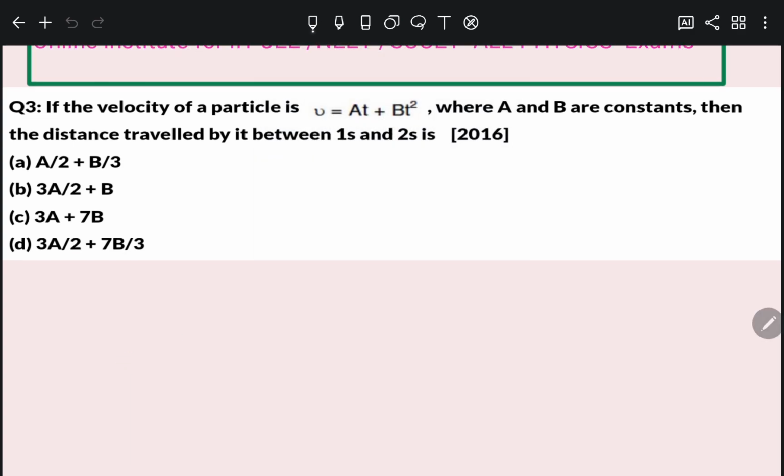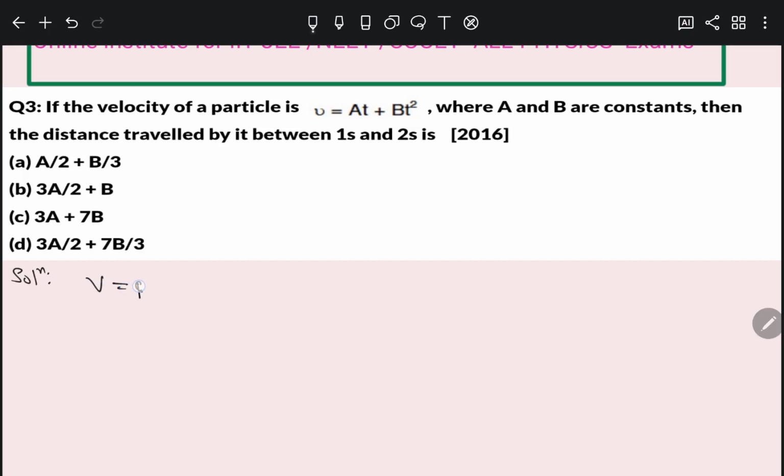So I try to solve all the problems, and I even take other examination questions so that you can practice. The more you practice questions, the more your concept automatically becomes good. So, next question from 2016, NEET 2016. The velocity of a particle is given.